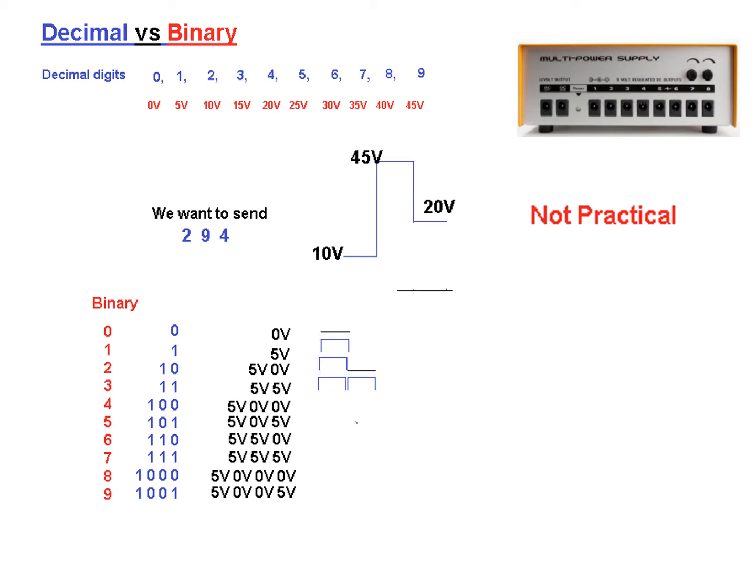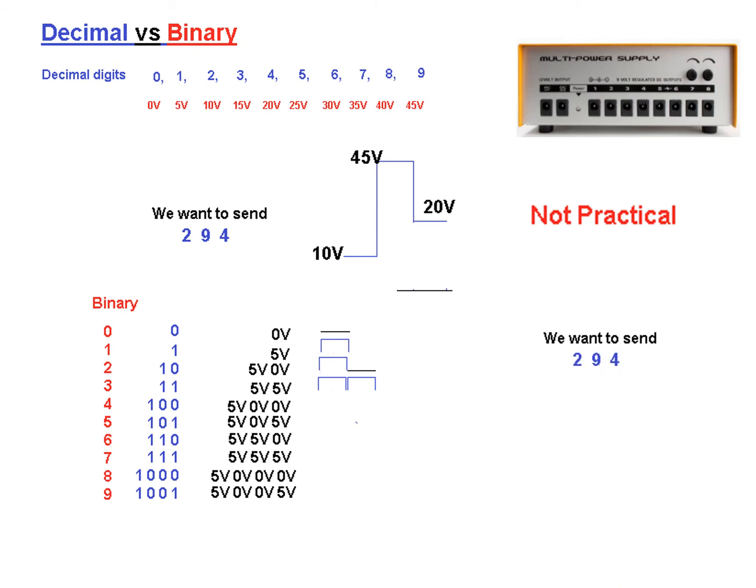this is 0 volt, this is 5 volt. In this case, 2 can be represented as 5 volt and 0 volt. And then here, 3 can be represented as 5 volt and 5 volt. So the maximum jump is from 0 to 5 volt, and therefore we need a very simplified power supply system to handle this data.